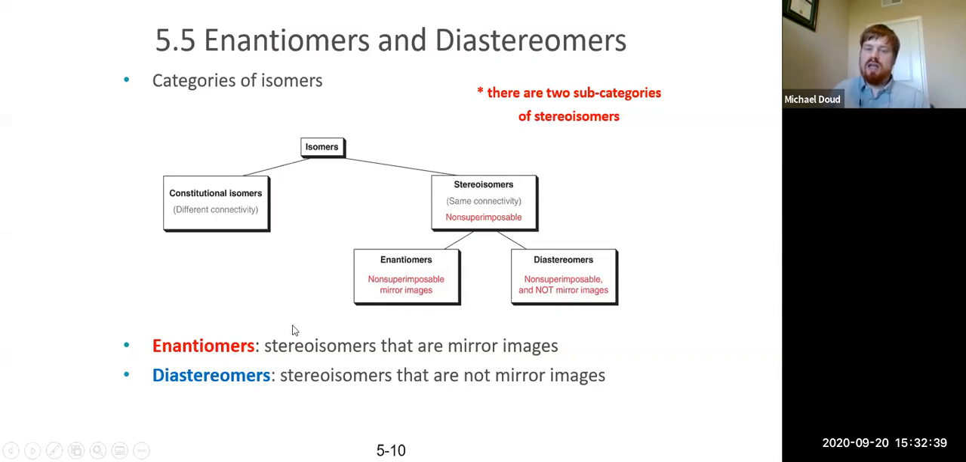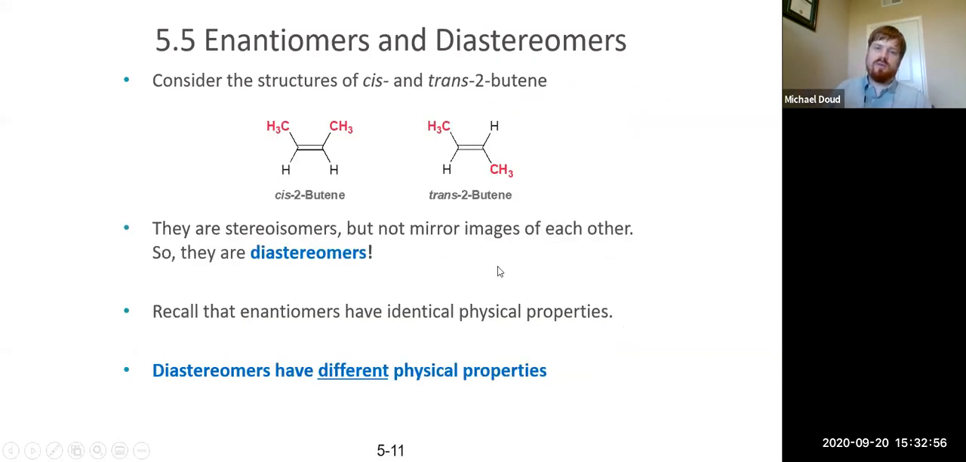So remember, enantiomers are non-superimposable mirror images. Diastereomers are non-superimposable stereoisomers that are not mirror images. And there's a simple way to come up with this, which is basically, what if you have more than one chiral center? That's what we're going to talk about now. So here, for example, cis-2-butene and trans-2-butene. These are stereoisomers, yet as you can see, they're not mirror images of one another. So we would call these diastereomers.